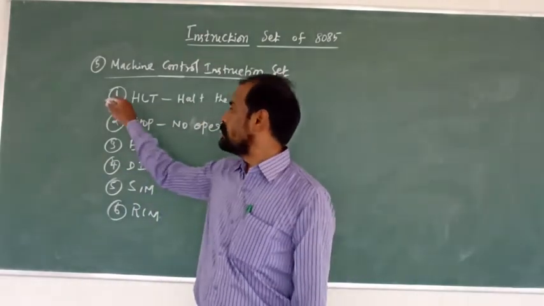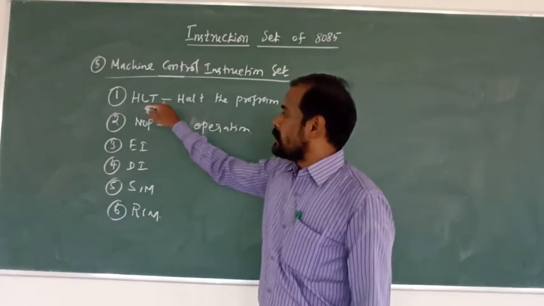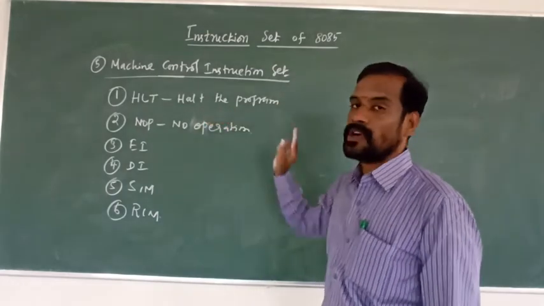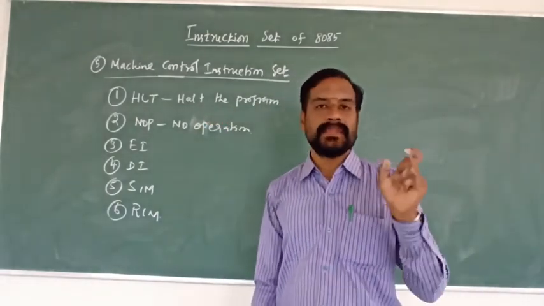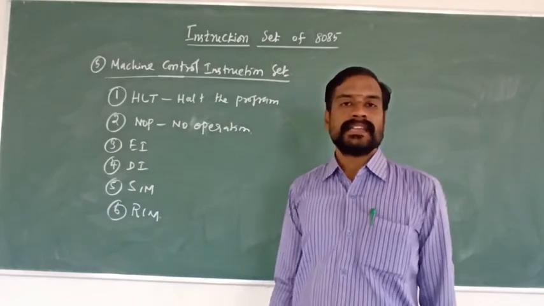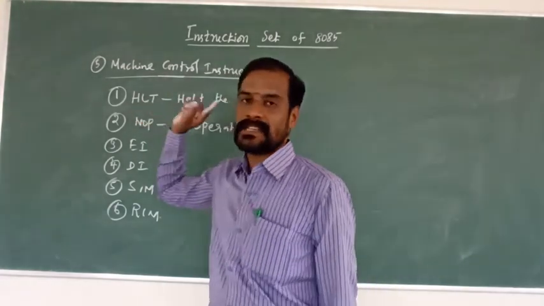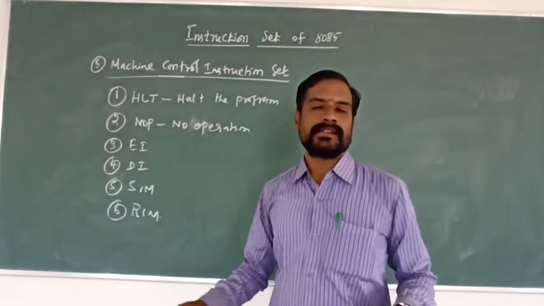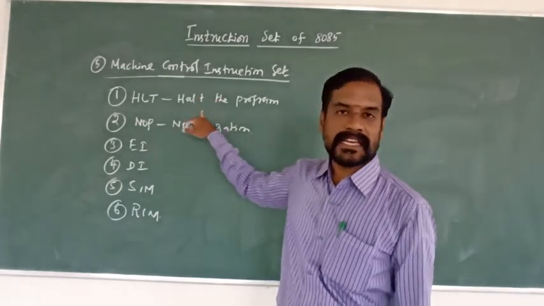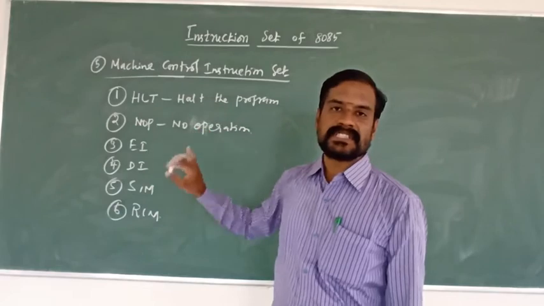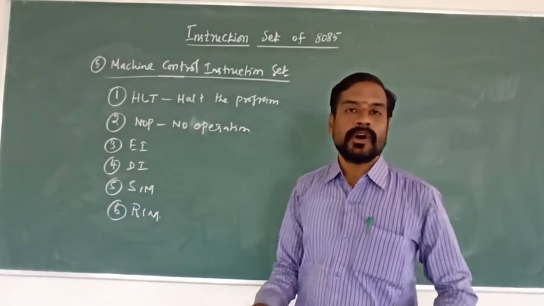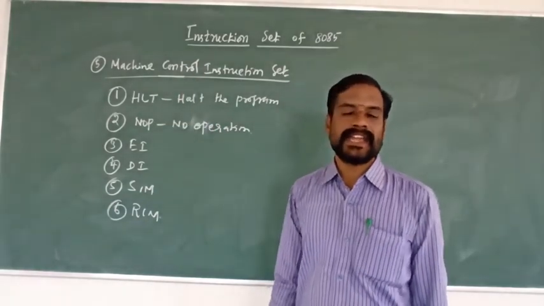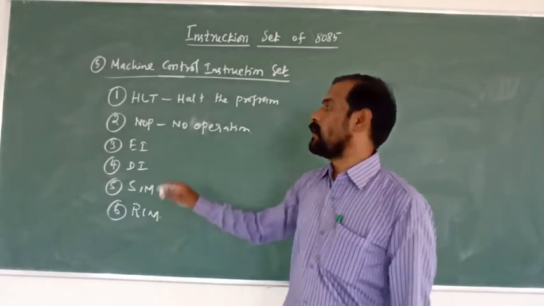For that we can use the 6 instructions. Number 1, HLT. HLT means halt the program. Always write it at the end of the program. Then only the microprocessor kit will be in halt state. At that time, all the 3 buses will be tri-state. There is no operation after the HLT instruction. Always write the HLT instruction at the end of the program.